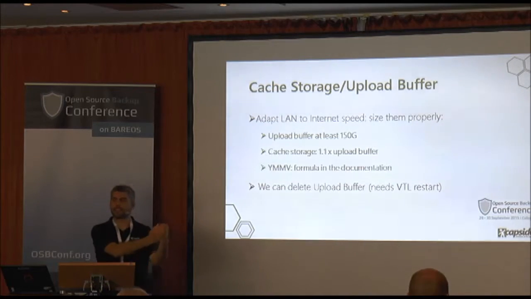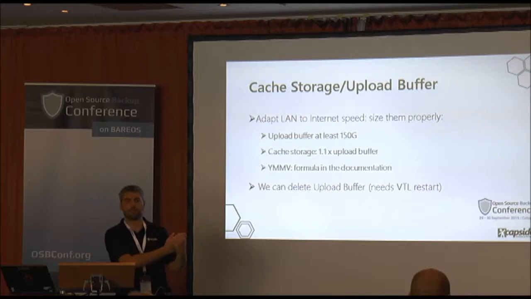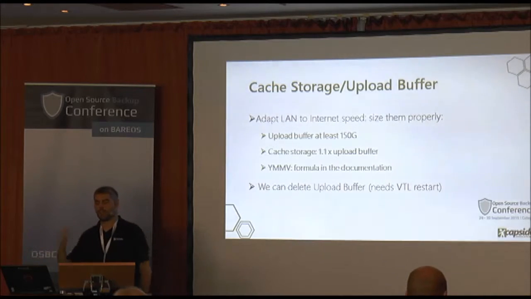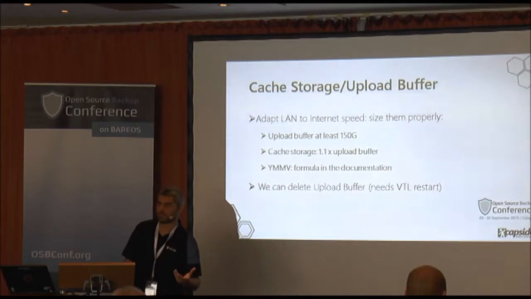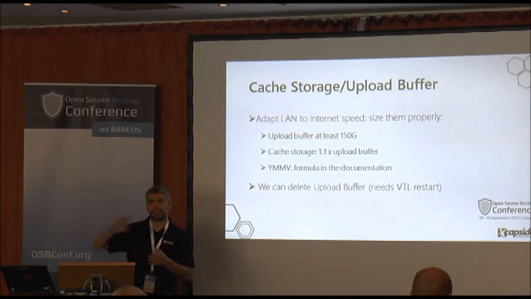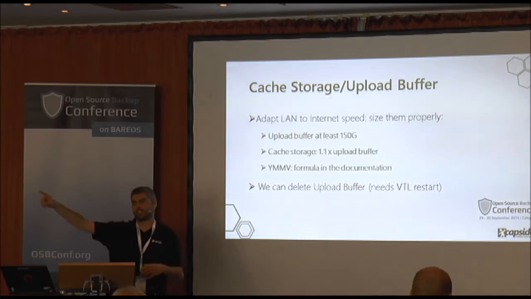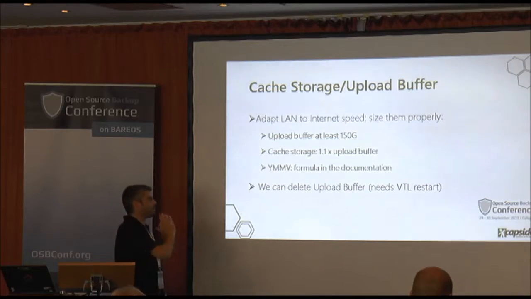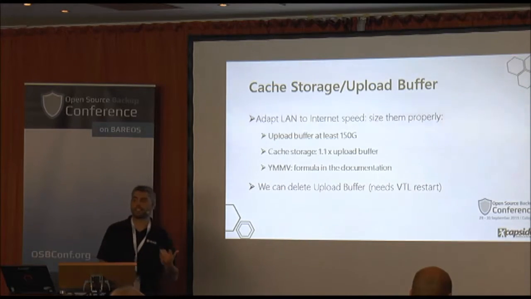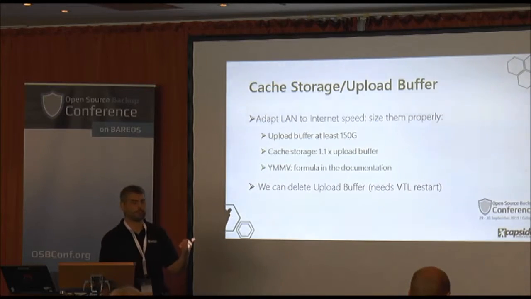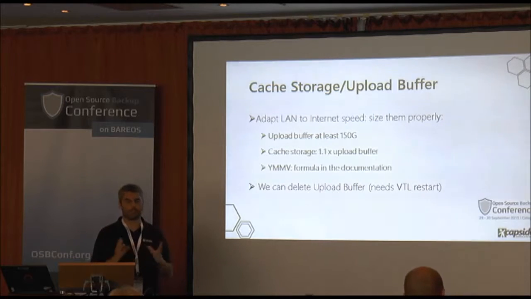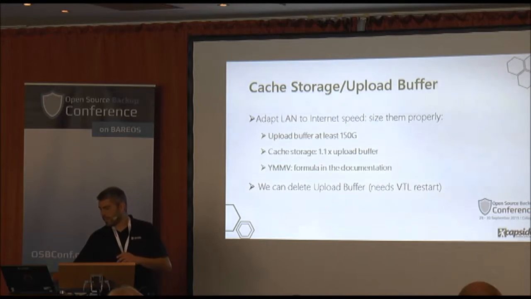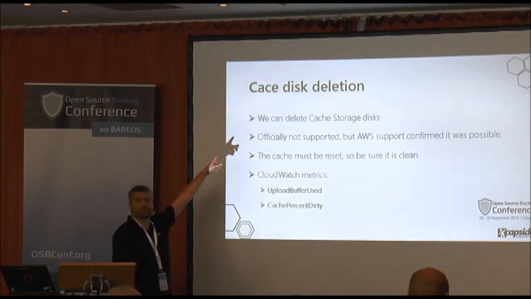Okay, I said that you can add more disks afterwards, so we can grow our buffers. But what happens if, for example, a disk crashed, or there are some communication problems with our iSCSI remote storage area network or whatever? We need to delete them. The documentation says that we can only delete disks for the upload buffer. The only thing is that you need to restart the VTL, the appliance. They don't say that you can delete cache disks. Well, they explicitly say that should be cache. Okay.